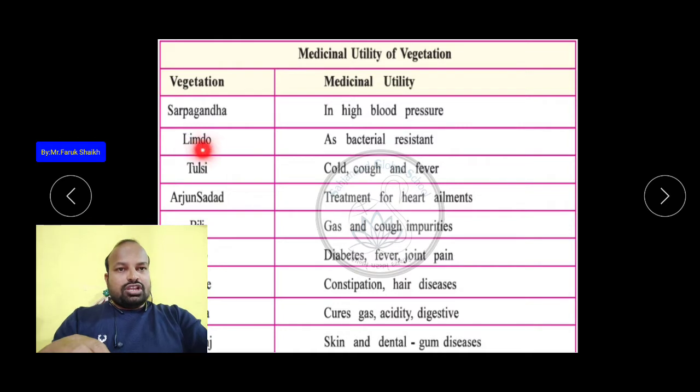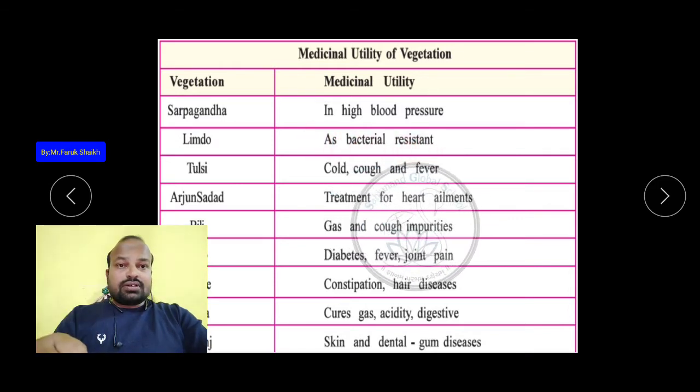Second is the limdo. It is called the neem tree. It is used as a bacterial resistant. These neem trees or their extract are also used as pesticides. Once you drink the juice of the soft leaves of the neem tree, it can destroy all types of harmful bacteria.